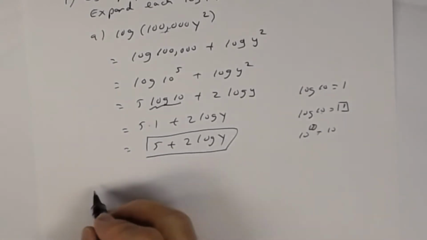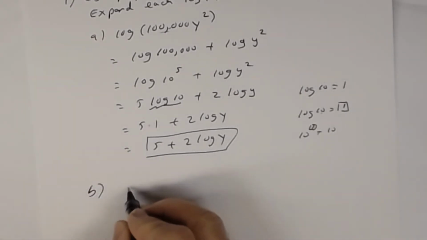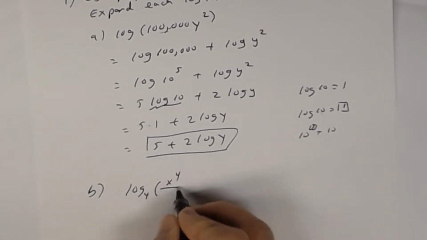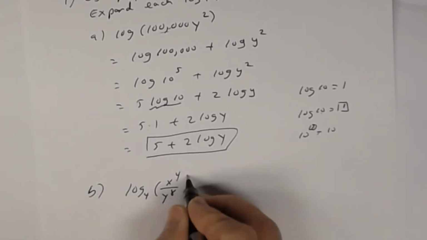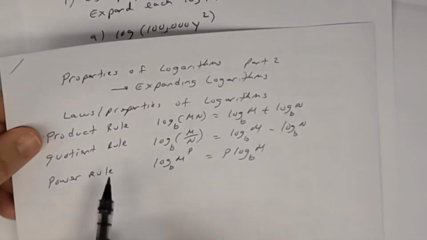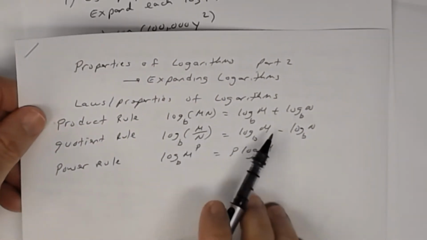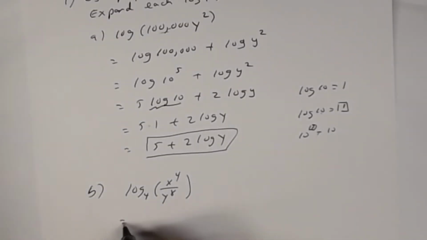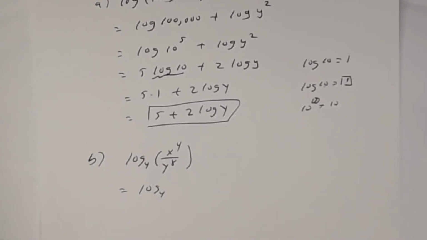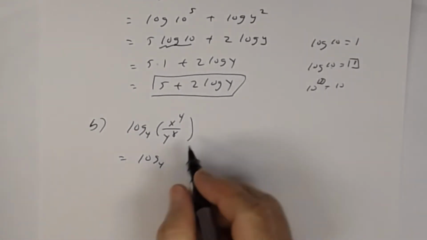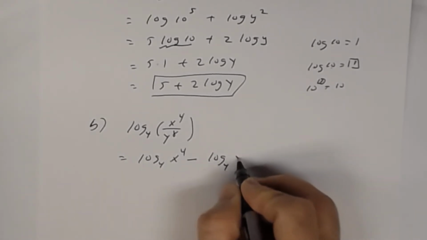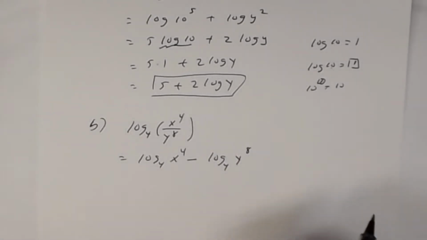For part B, let's suppose we had this. We had the log base 4 of x to the 4th divided by y to the 8th. Now this time, I'm going to use the quotient rule. I'm going to expand using a quotient rule, so that's where we're going to use subtraction. So this becomes the log base 4, remember the base, write the base, of the numerator, so it'll be x to the 4th, minus the log base 4 of the denominator, y to the 8th.